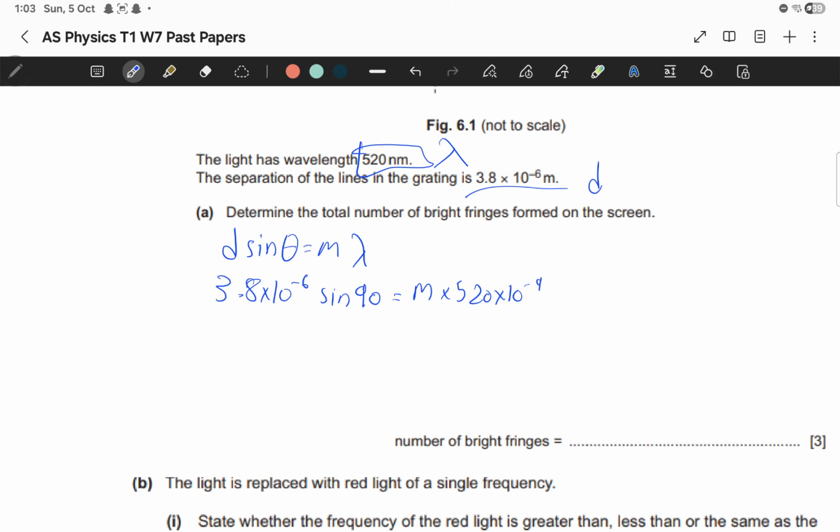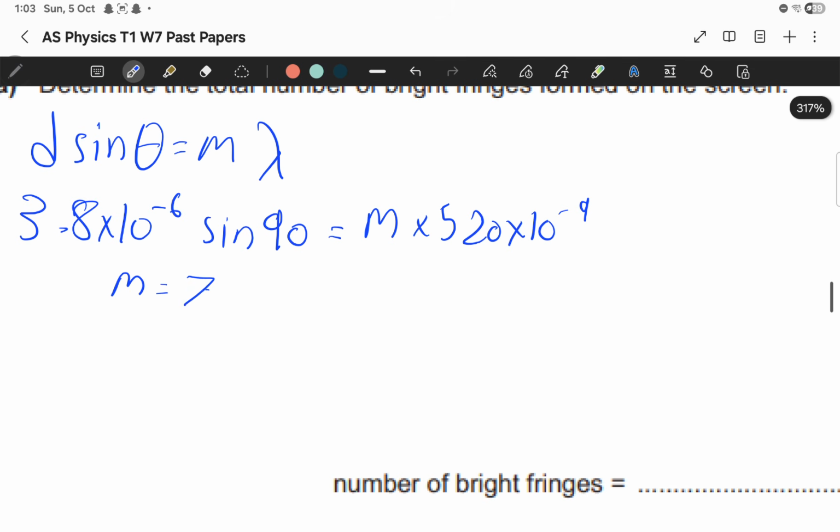Okay, now this is gonna give me 3.8 times 10 to the power of negative 6 times sine 90 over 520 times 10 to the power of negative 9. 7.3. So m is equal to 7.3. Obviously, you can't have 7.3 bright fringes, right? It's either you have a bright fringe or you don't. It's a whole number. So we're gonna round to 7 bright fringes.